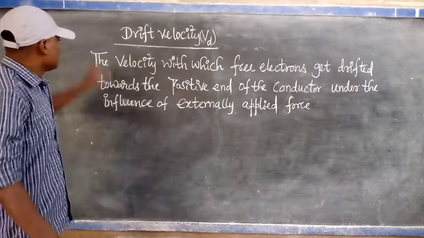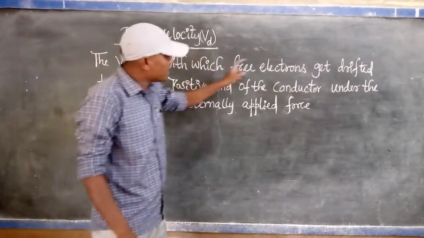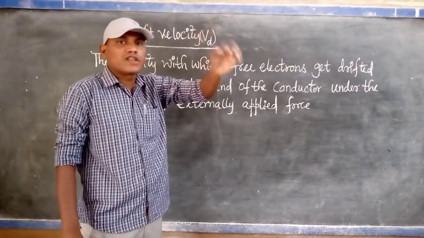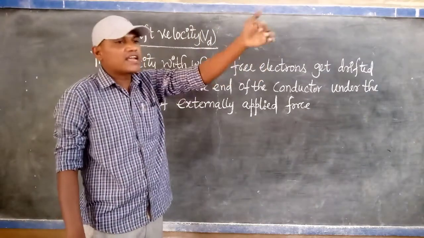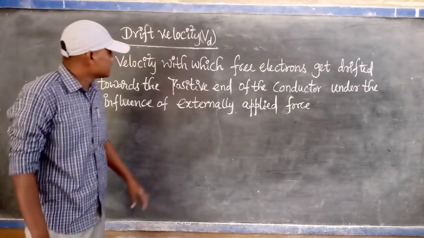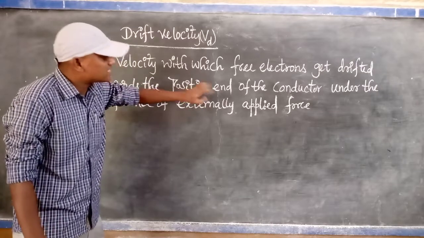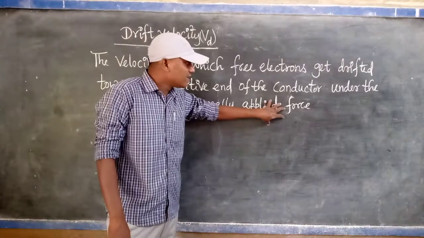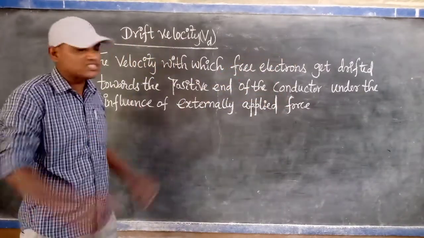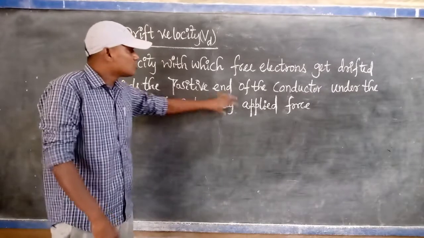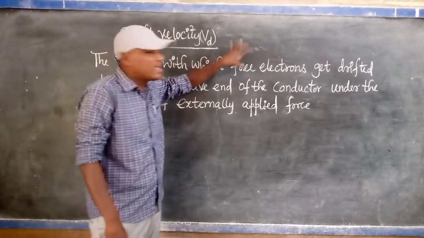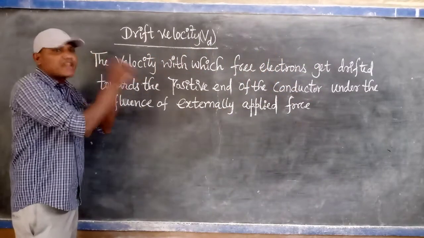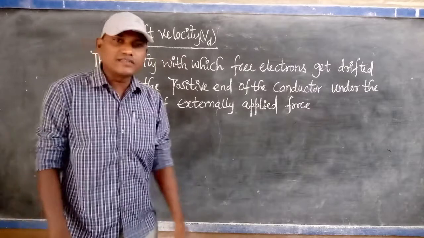So already it says that the velocity with which free electrons get drifted, which electrons, free electrons, initial velocity is zero. That's why electrons cannot be moved further. But what will happen when the two ends of the conductor are connected to the external applied source, which is nothing but a battery? The battery will create the potential difference at the two ends. Then what will happen? It will apply some force on the free electron. Then the free electrons get drifted, set into the motion with a particular velocity. That velocity is called drift velocity.